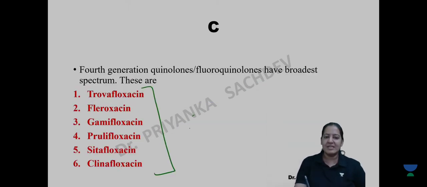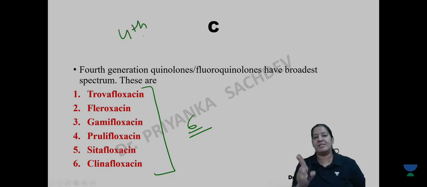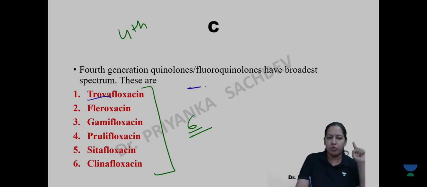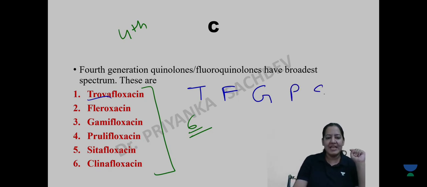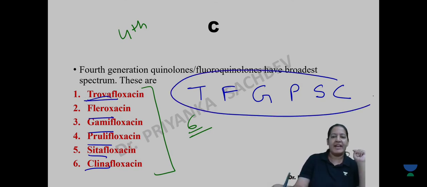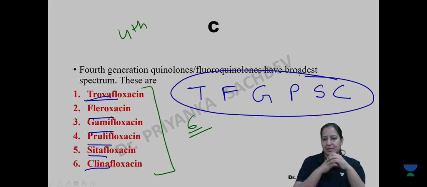So you should learn these 6 drugs. They should be at the tip of the tongue. It is 4th generation, the broadest. So make some mnemonic. Kishore, can you make a mnemonic for me? Amar, Sufi, can you make a mnemonic for me? It is Trova, Flero, Gemi, Pru, Sita, and Clina. Sita, Clina, Pru, Gemi, Flero, Trova. So please take the initials and make some mnemonic and help others also. Can I try? Shall I make GTP? GTP. What else is left besides that?